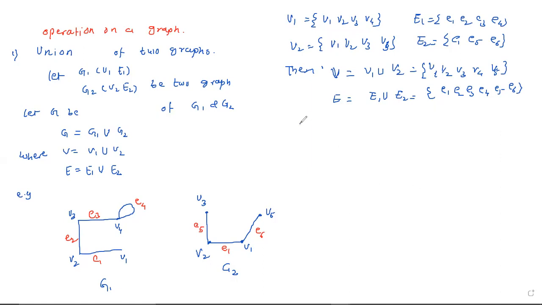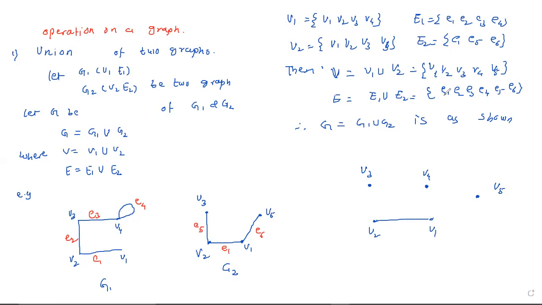Okay. Therefore, G. What is G? Union of G1 and G2, is as shown. So we show V1, V2, V3, V4, and here we show V5. Okay, so this is V1, V2, V3, V4, and this will be V5.